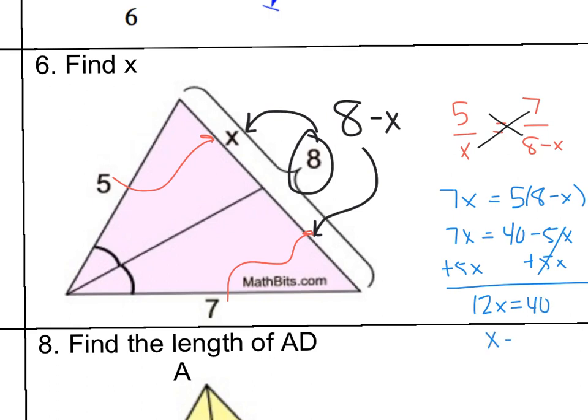And then we divide by 12. This means that x has to be equal to 3.33 repeating, or 3 1/3. That is your final answer.